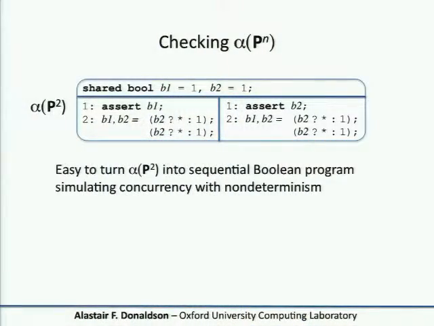So does this make sense so far? This is straightforward application of regular predicate abstraction. And then we could check this. So it would be easy to turn this program into a sequential Boolean program by simulating concurrency with non-determinism.